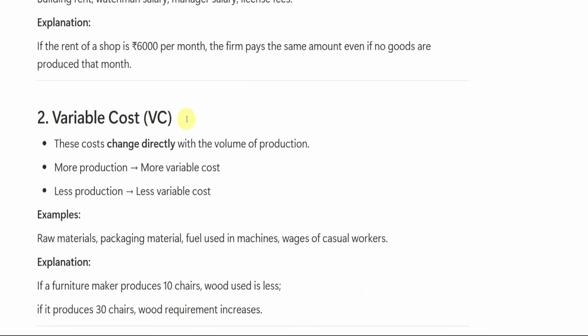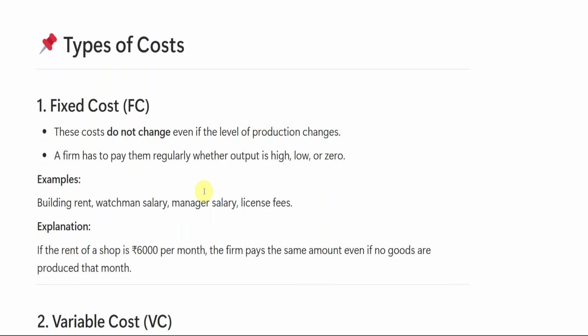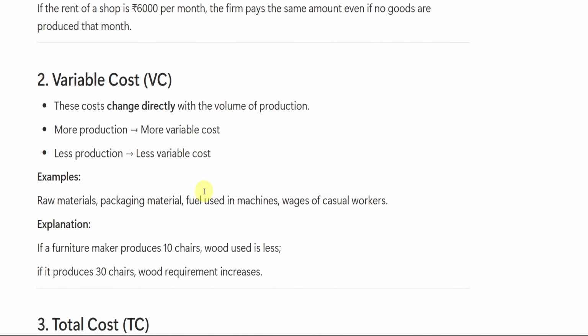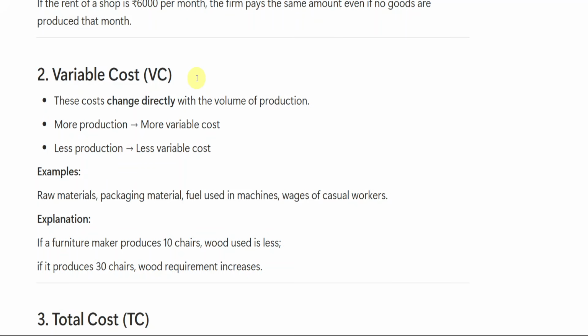Then we have variable cost. Variable cost changes according to the production. Here, according to the production, the cost will change. Like if we are making more chocolates, my chocolate company produces 10,000 chocolates per day, you just assume. But when I want to increase my production, like when I want to make 20,000 chocolates per day, I need to increase the raw materials, right? I need to increase packaging material or fuel used in machines or wages for casual workers, right?